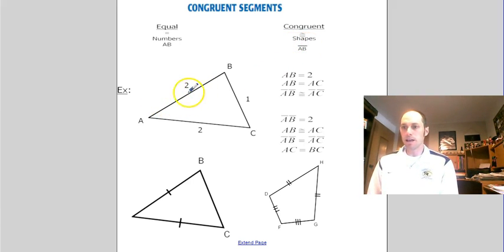So in this figure, we have AB is equal to 2. We see AB is equal to AC. Their numbers are the same. But we could say segment AB is congruent to segment AC because their lengths are equal.